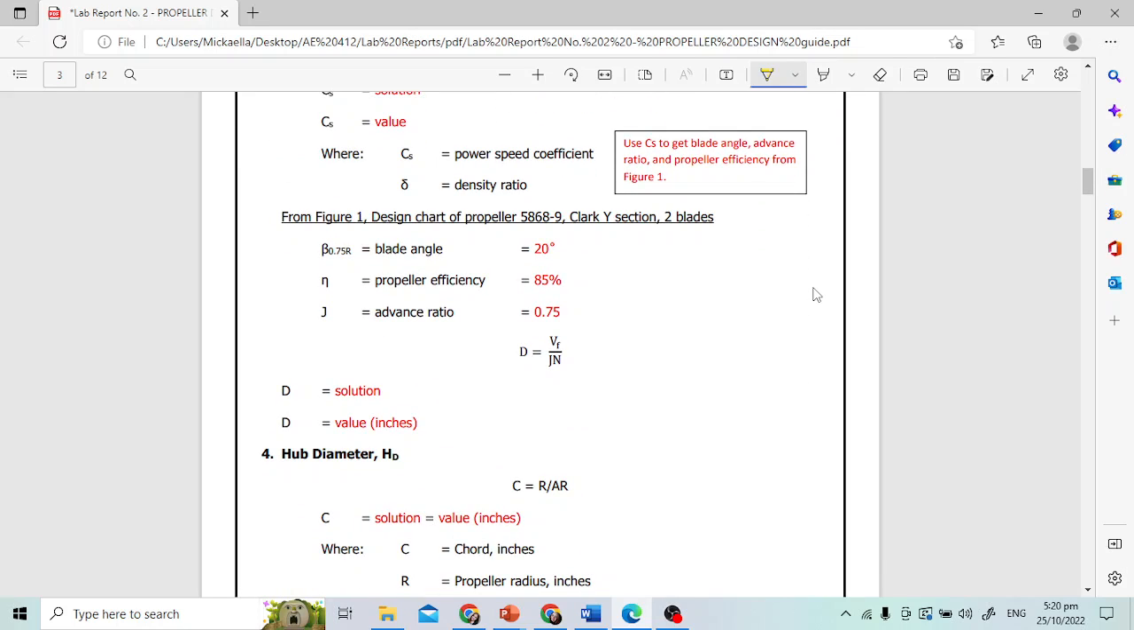Let's say, nakuha na natin yung blade angle, yung propeller efficiency, and yung advance ratio. Now, to get D, we would use the formula for advance ratio. So, we just substituted. Then, yeah, you would be getting your diameter na in inches.